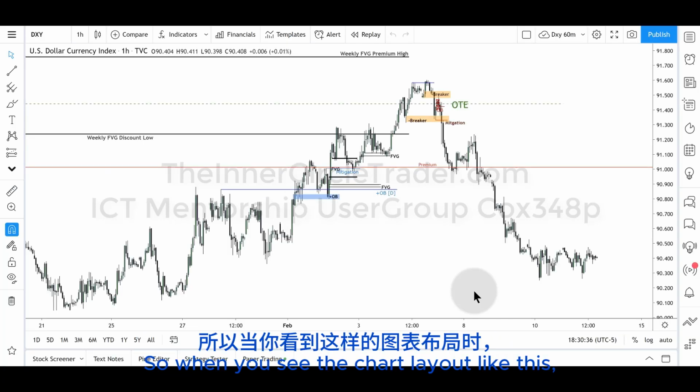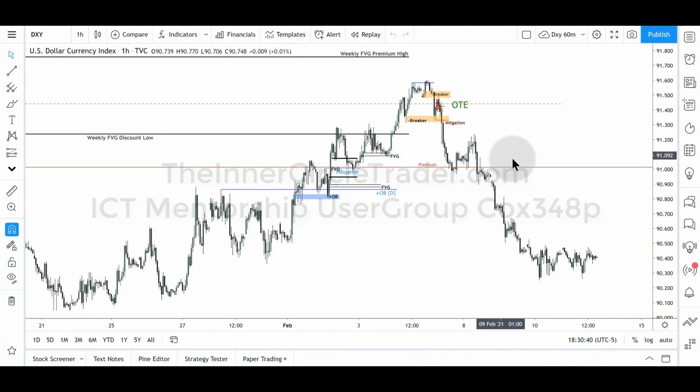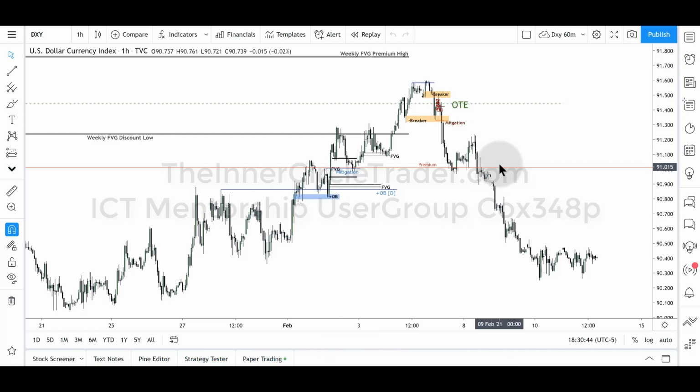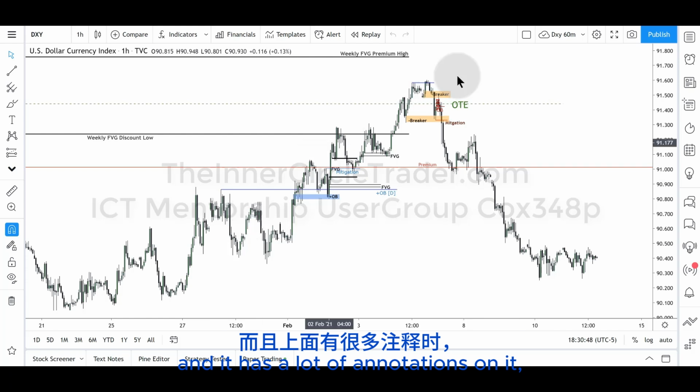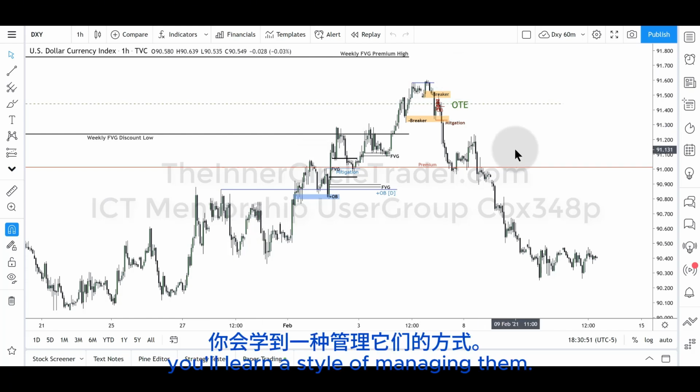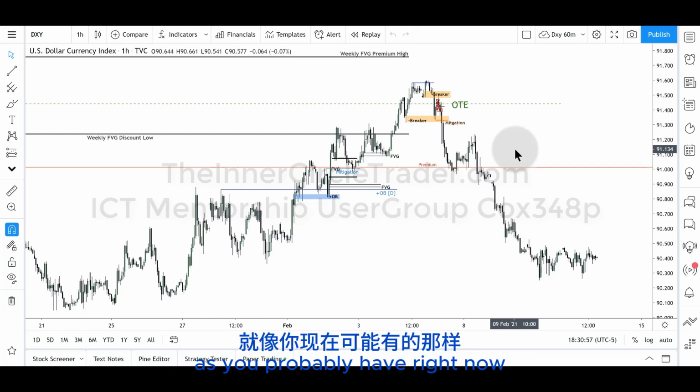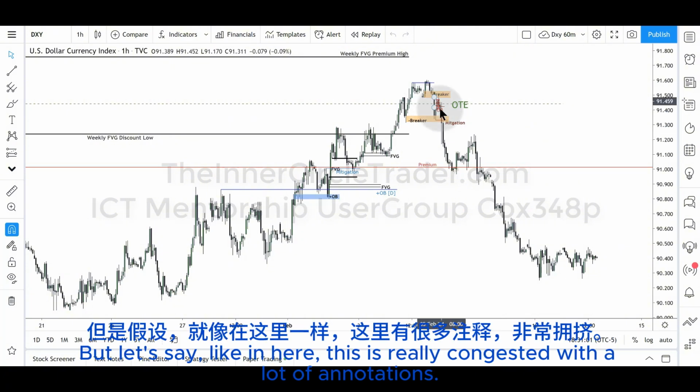All right, so when you see the chart layout like this, some of the questions I'm getting is, how do you deal with all the clutter? When you're looking at your charts and it has a lot of annotations on it, you'll learn a style of managing them, and you're not going to have as many as you probably have right now as you get better at doing it. But let's say like in here, this is really congested with a lot of annotations.